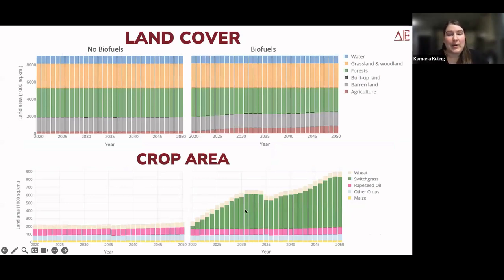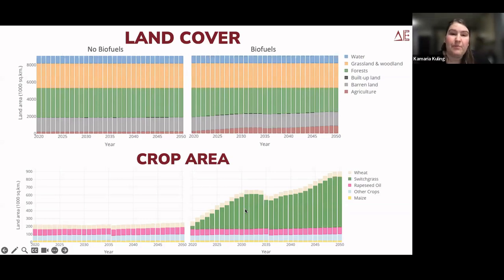So now we have the land cover and crop area. These results at the top are comparing the total land cover for the country by type, starting from the top: water, grassland and woodland, forest, built-up land, barren land, and agriculture.